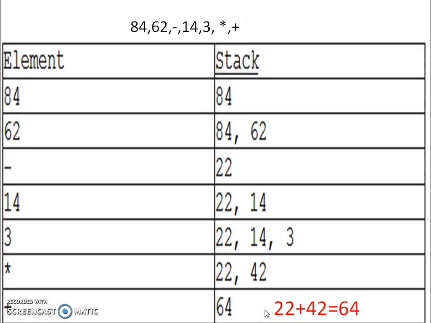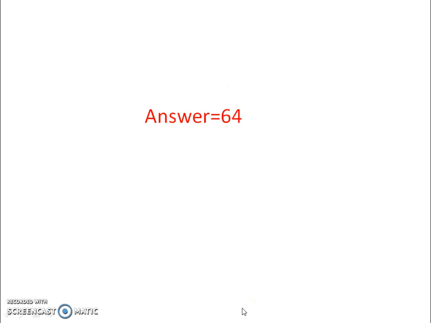Now the next element is a plus sign. You have to pop out two operands now, which is 22 plus 42. The result is 64. Push the result inside the stack, but there is no element left in our expression. So this is the final result of evaluation. This is how we evaluate a postfix expression.